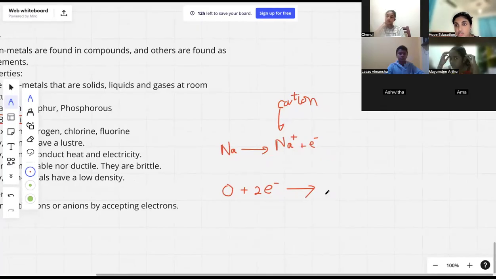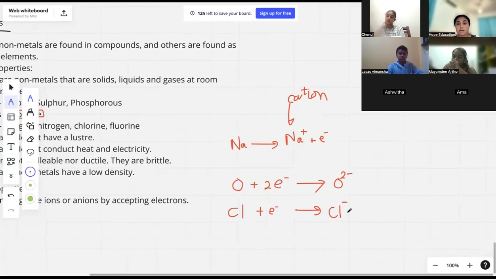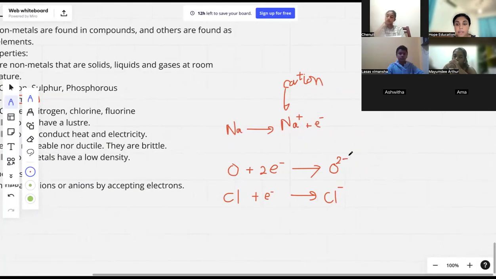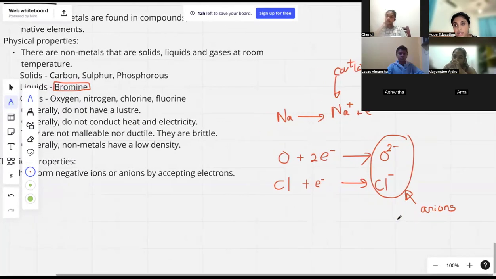Because electrons are minus, no? So oxygen gets two extra electrons, two minus charges. So O2 minus. Then chlorine is also a non-metal. It usually takes one electron, and with that extra electron it becomes chlorine minus. So these negative ions we call anions. We call them anions. Is it clear, children?